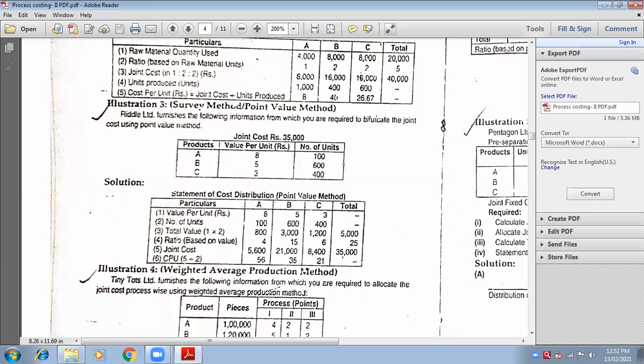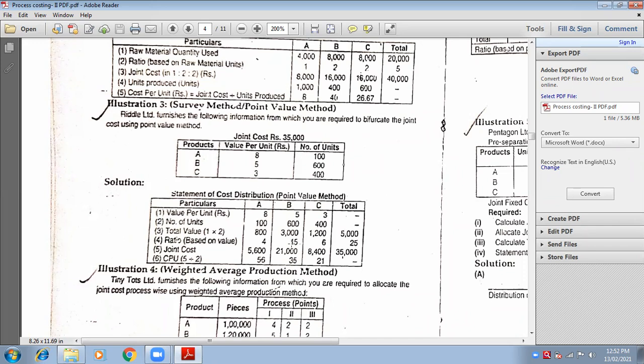But now it says point value. Point value means total value. How do we calculate total value? Value per unit into number of units. Suppose product A has 100 units, and what is value per unit? 8. So 100 into 8 is 800.